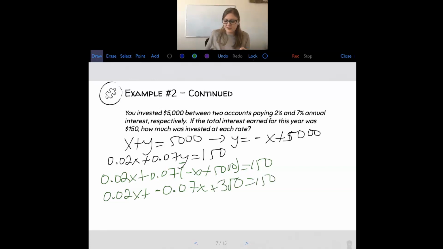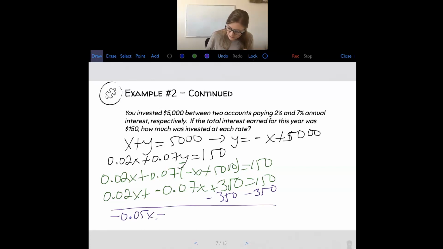Okay, so you would keep going from here, so I'm going to combine my like terms, and I'm going to move the 350 over to the other side to get negative 0.05x is equal to, this would be negative 200. Divide by negative 0.05 to solve for x. And this gives us 4,000. So x is equal to 4,000.